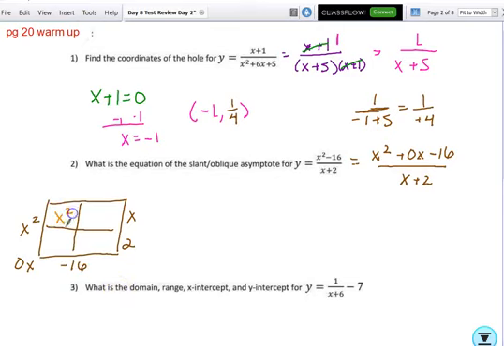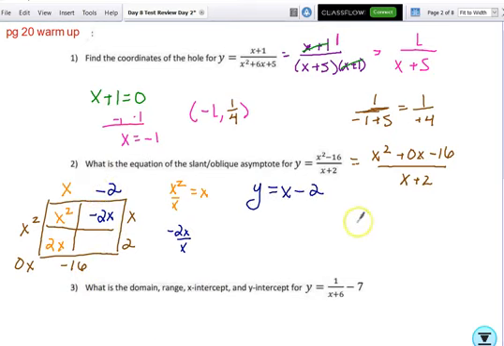X squared goes back in the box. We divide x squared divided by x. That's x. Multiply it back, x times 2. This diagonal has to add up to 0x, so I like to subtract. 0x minus 2x is negative 2x. Divide again, negative 2x divided by x is negative 2. The remainder doesn't matter, so our slant asymptote is, where should I write the answer? Here. y equals x minus 2.